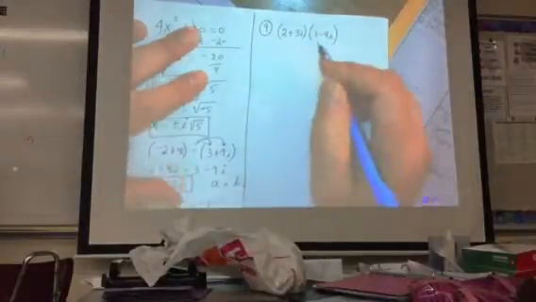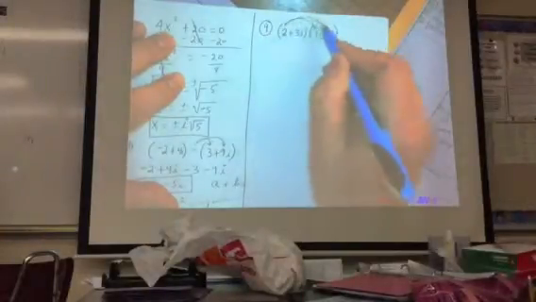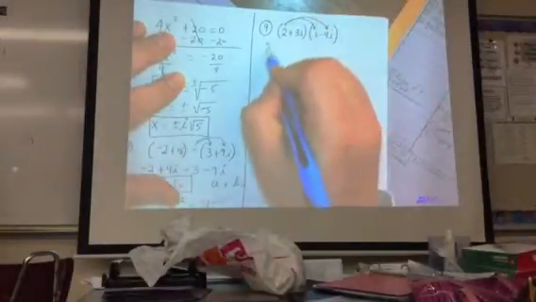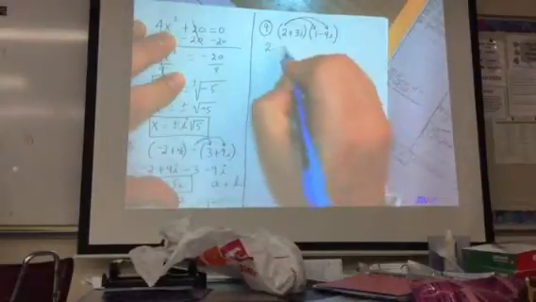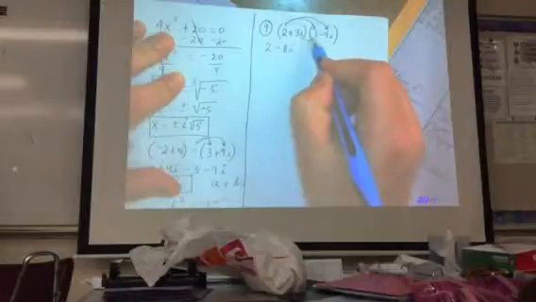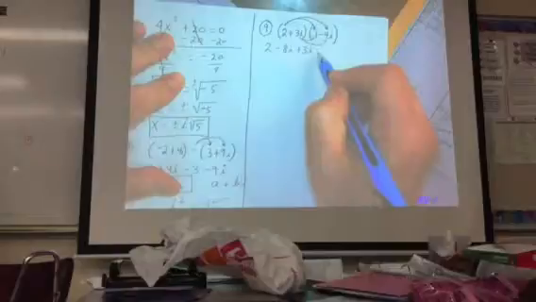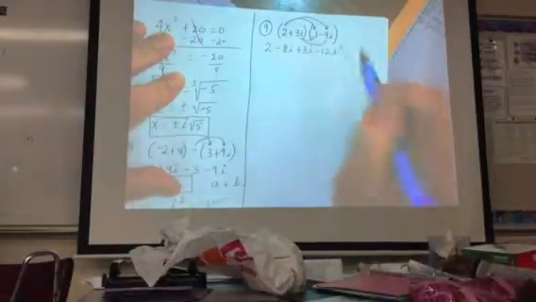Some teachers call it foiling, but you're going to distribute the 2 to both terms. So we're talking about 2 times 1, which is 2. 2 times -4i is -8i. And then we're done with the 2. Now we do the 3i. So 3i times 1 is plus 3i. 3i times -4i is minus 12i squared.